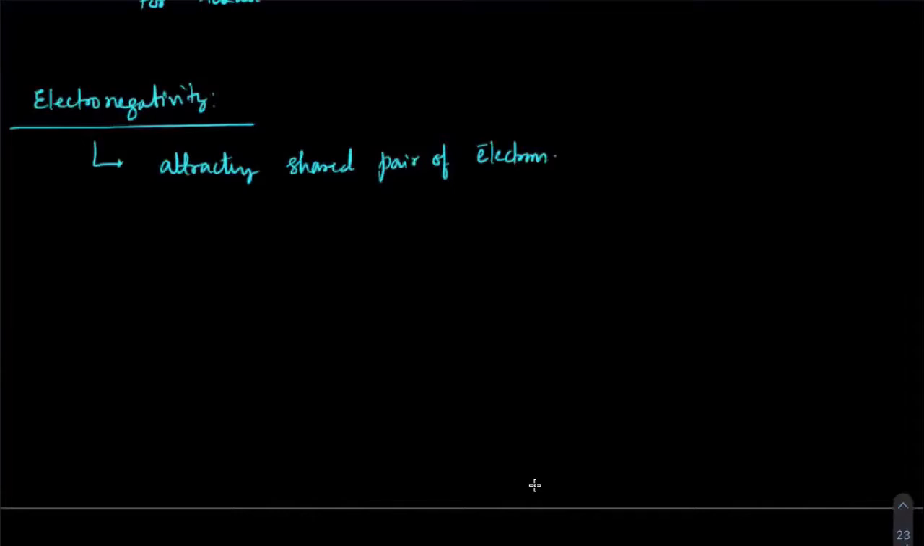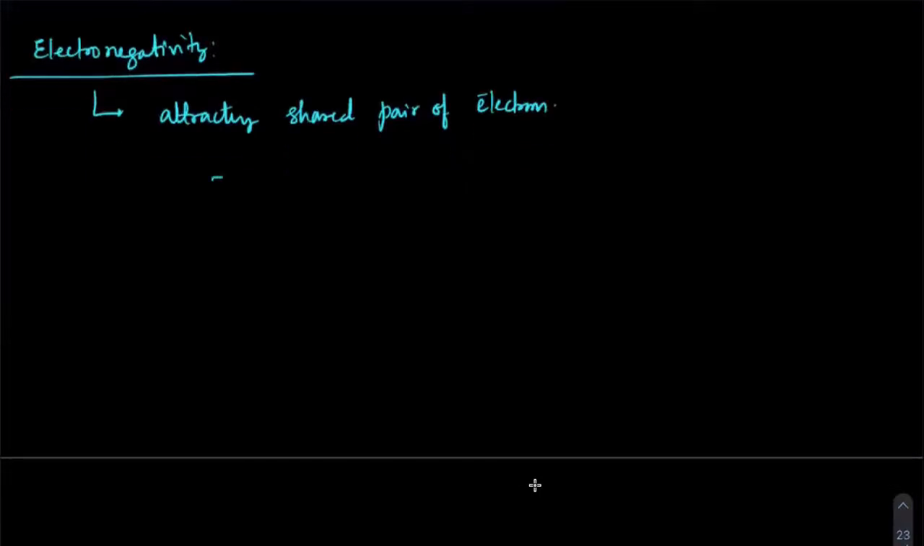So the one which has more ability to attract the shared pair of electrons will have more electronegativity. Electronegativity is directly proportional to Z effective: more Z effective, more electronegativity. It is inversely proportional to size. These factors are exactly similar for ionization, electron affinity, and electronegativity, and it is also inversely proportional to screening factor.